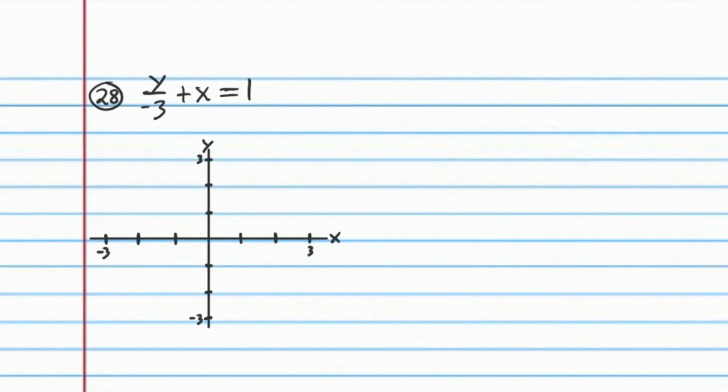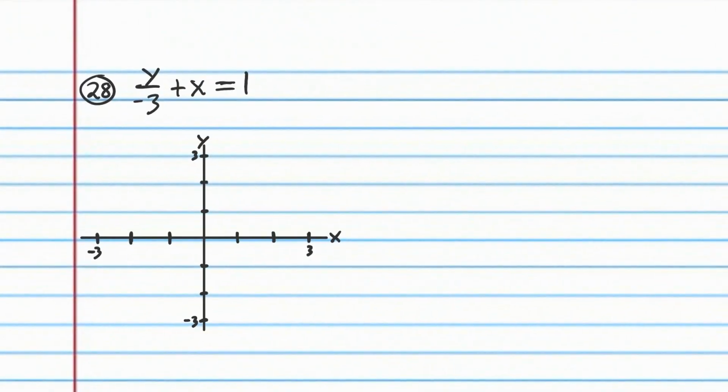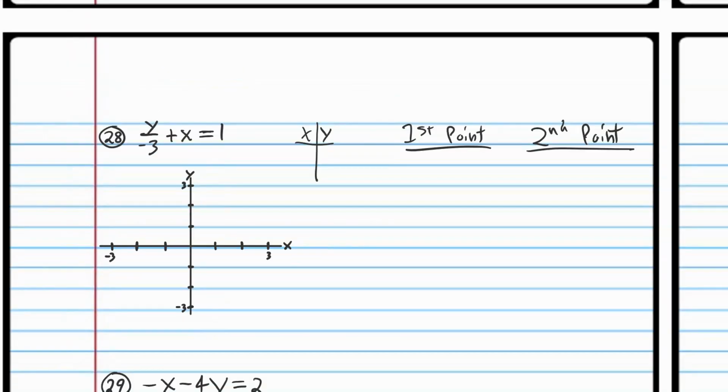All right. So we have a fraction on number 28, so be careful. Go ahead and try number 28. When you come back, we'll do it together. All right, we're back. And I'm going to plug in the y value first. So let's let y equal 0. Then we have 0 over -3 plus x equals 1. 0 plus x is equal to 1, which means x obviously must be 1.